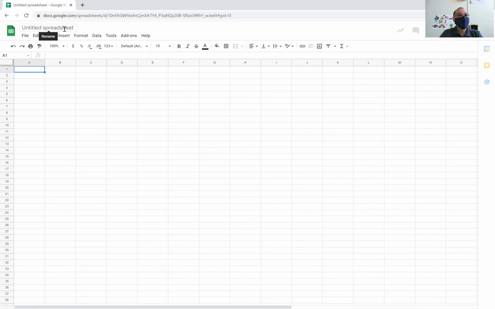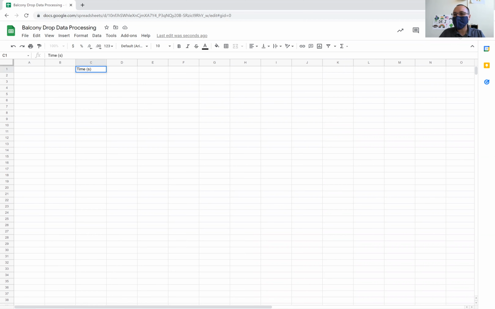Let's just call this balcony drop data. We'll call it data processing because we're processing these data, okay? And so the first data that we collected regarded time. So we'll type time in seconds, okay?